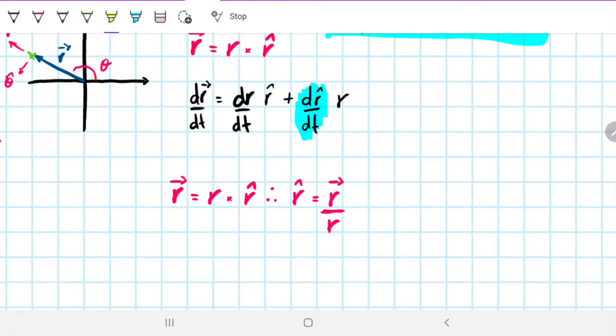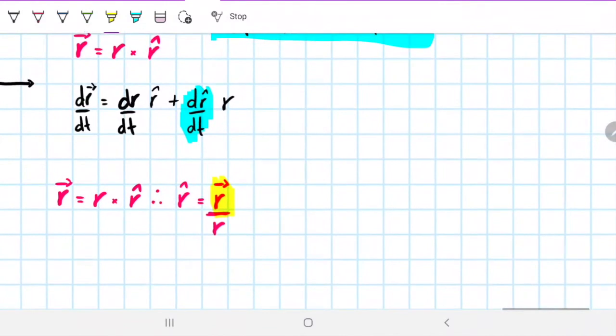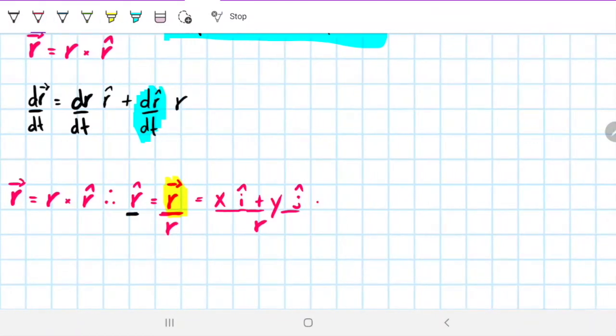But we also know that we can write this in Cartesian coordinates. So I'm going to substitute that. This is just x times my i hat plus y times my j hat, all of this divided by r. So what are we saying here? We're saying that r hat, the thing we're after, is the same as my x scalar divided by my r scalar multiplied by my i vector, plus my y scalar divided by my r scalar times my j hat.